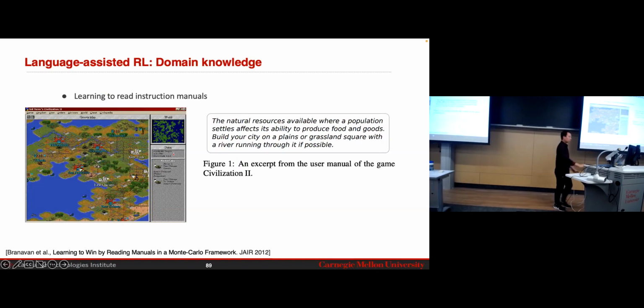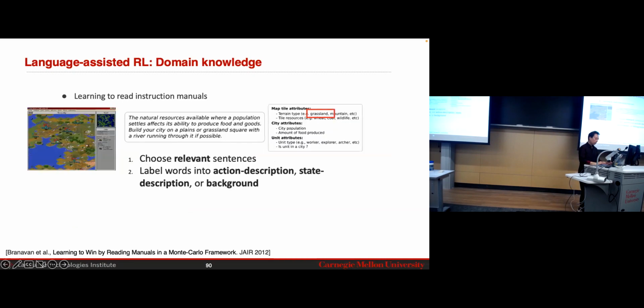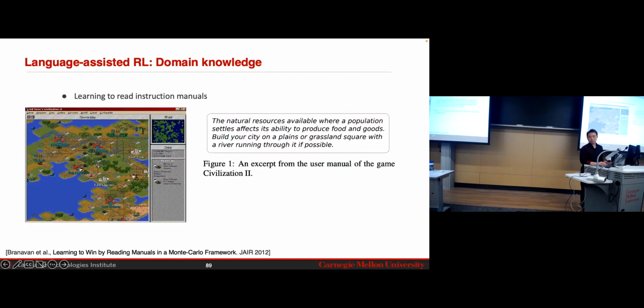So here I'm showing the example of this Civilization game. Again, a very challenging long-term reward game. You've got to build all these settlements, collect wood, get food, increase your population, and fight with other settlements to get long-term rewards. And you can basically use instruction manuals as a resource to shape intermediate rewards, right?